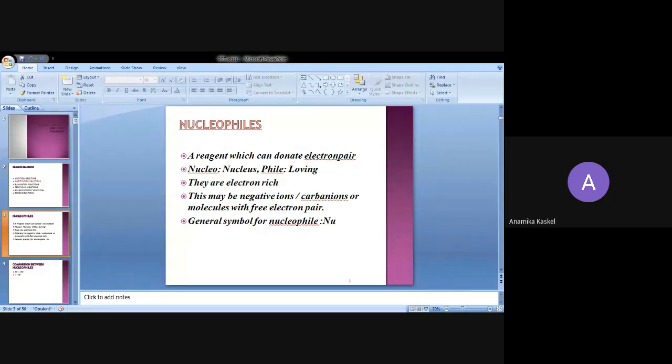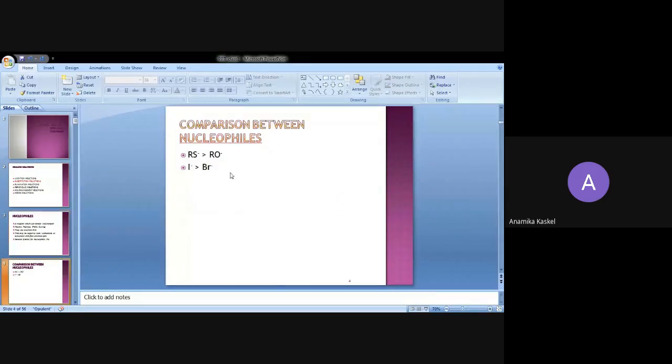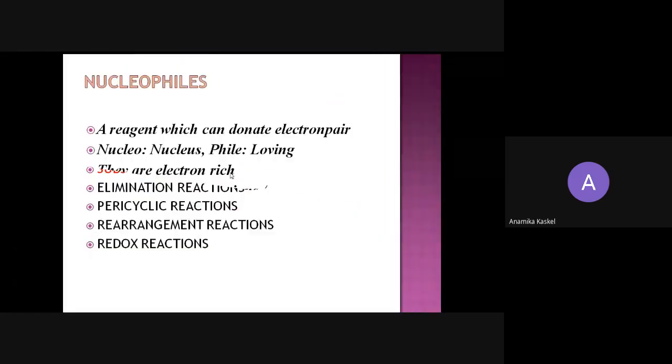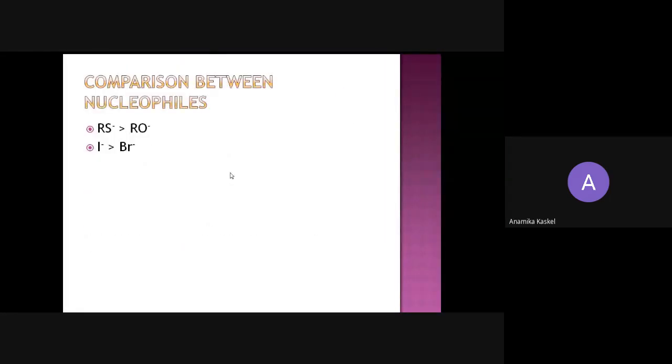Clear? So we just read about the substitution reaction and about the nucleophile. Now I just want to compare some basic ideas about nucleophilic property. This is called nucleophilicity. I am comparing nucleophiles by their weak and strong tendency. So I am coming to this point: comparison between nucleophiles. First of all, I will give the basic idea about their nucleophilicity.